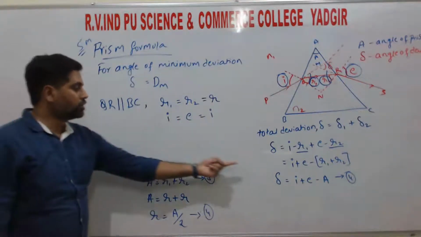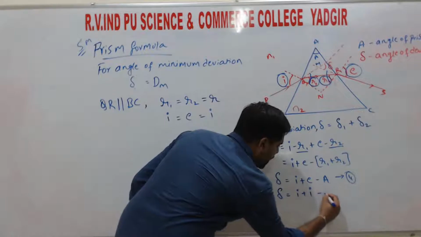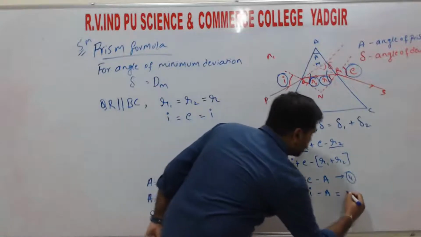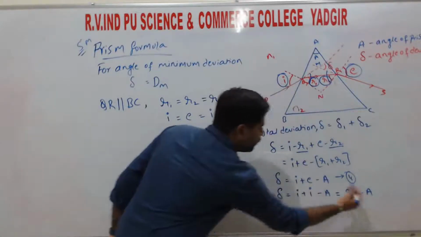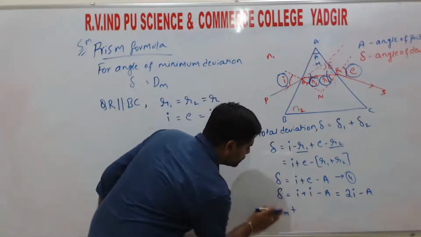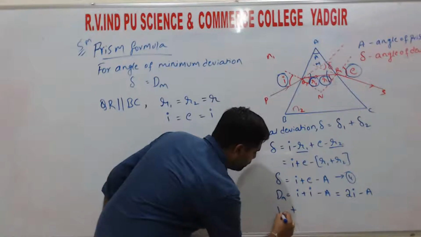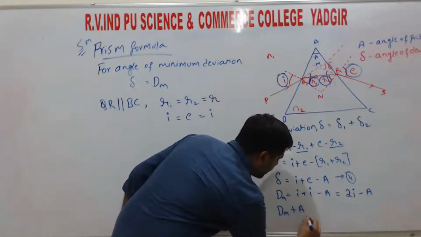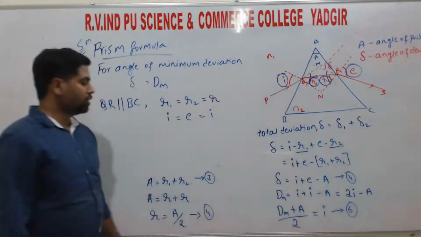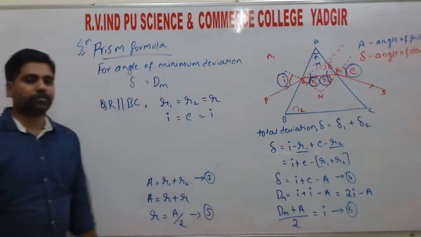So now substitute here, we get delta is equal to i plus, in place of e we write i minus A. So i plus i is 2i, that is 2i minus A. If we shift A to the LHS, then delta m, or we write this as D, because we apply the condition here for minimum deviation. So Dm plus A divided by 2 is equal to i. Calling these equations 5 and 6.